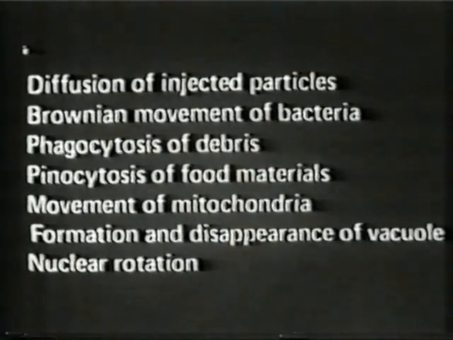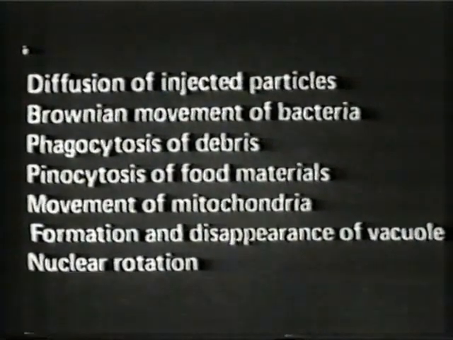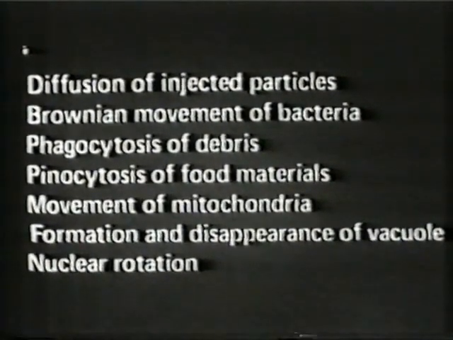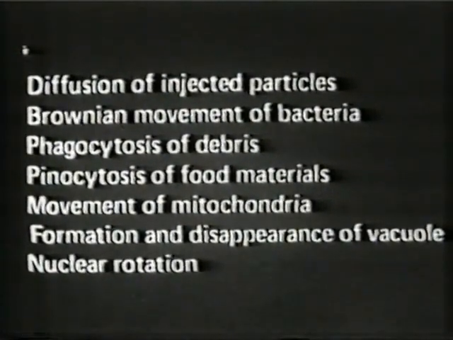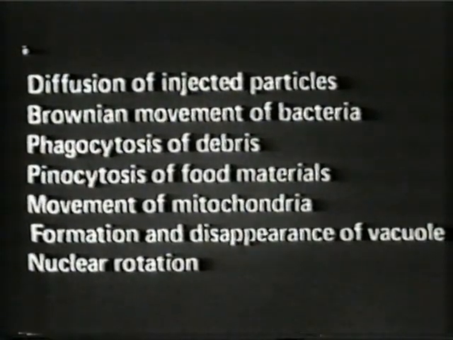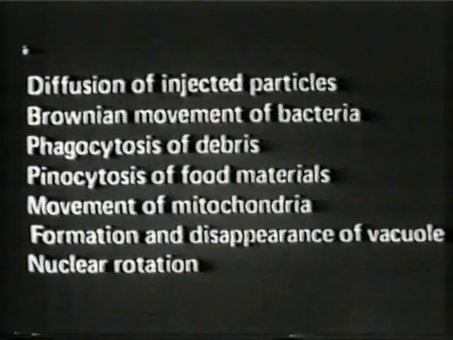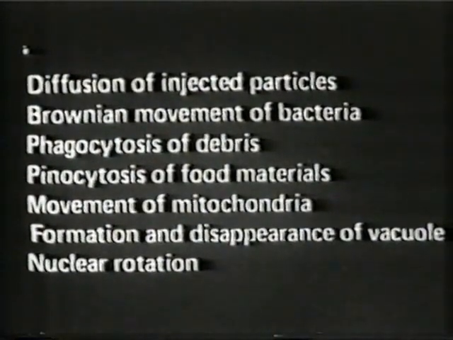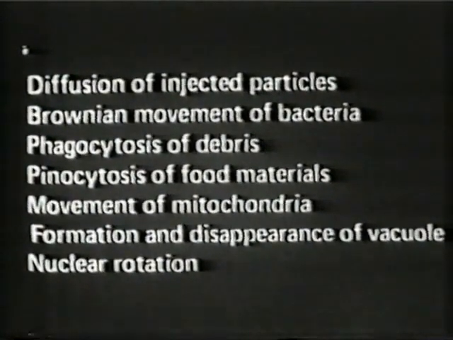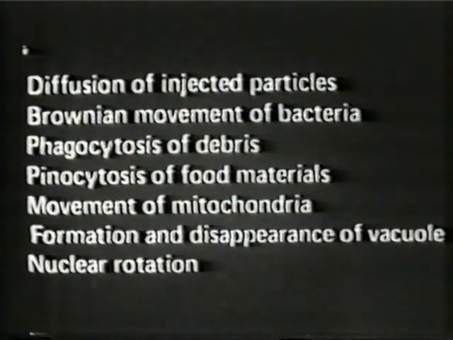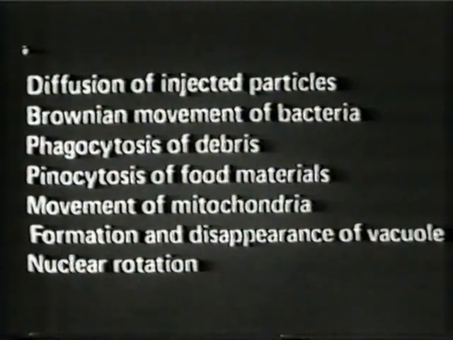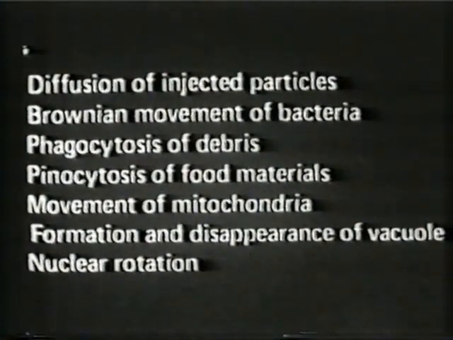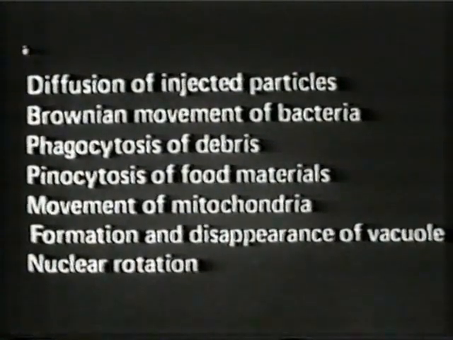The complete list of intracellular movements includes diffusion of injected particles, Brownian movement, phagocytosis, pinocytosis, movements of mitochondria, formation of vacuoles and their disappearance, and nuclear rotation. These can be seen in living plant cells, protozoa, or cells in tissue culture, and are the main criteria by which one judges whether the cells are alive. When intracellular movements stop, the cells are dead.